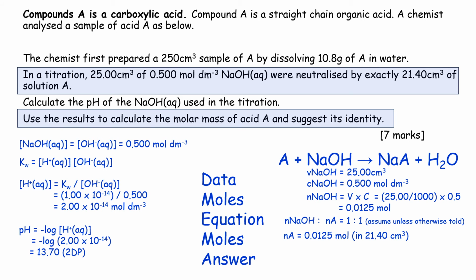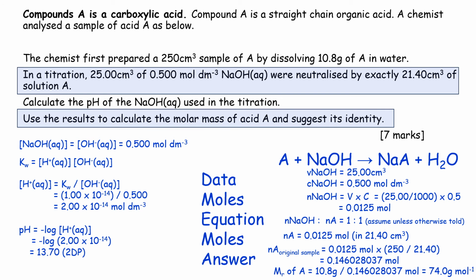So the number of moles of my acid A is the same as the number of moles of sodium hydroxide, but that's in 21.40 cm³. Now the number of moles of A in the original sample is 0.0125 times the scaling factor, which is 250 divided by 21.40. That gives me 0.146028037 moles. I'm keeping my calculator value, as I haven't reached the end of my calculation yet. To get the Mr of A, you divide its mass by the number of moles present in the original sample, and that gives us 74 grams per mole.